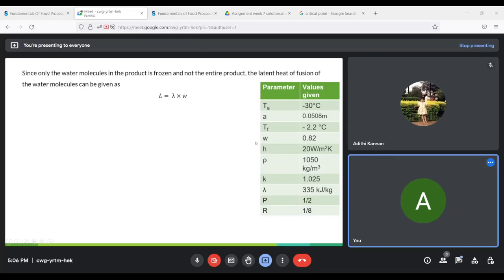From the parameters given in the question, your lambda is 335 kilojoule per kg and your moisture content is 0.82. So the total latent heat of fusion of the water molecules that you are dealing with in the freezing process is 274.7 kilojoule per kg. You need to make sure that you're including the latent heat of fusion of the water molecules and not of the entire product, in case the moisture content is given in the question.